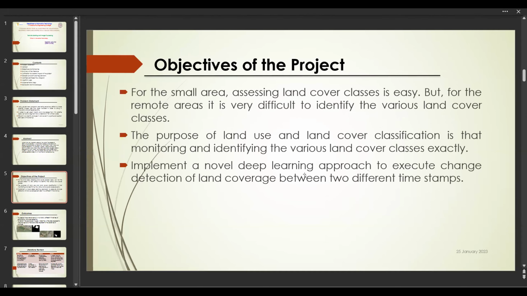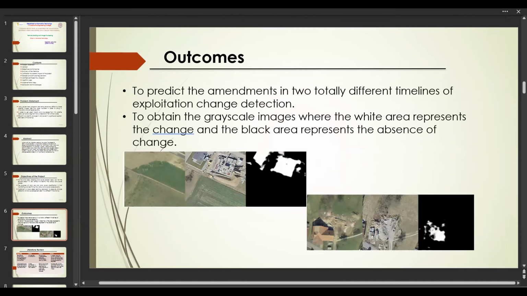Our main objective is to identify the various land cover classifications. We are using a deep learning approach for land cover in order to identify the land cover and its classification. Here we are getting outputs like this: the first image was of Switzerland taken in the year 2010, and the second image was of the same location, Switzerland, taken in the year 2020. And this is the grayscale image, which is our output.